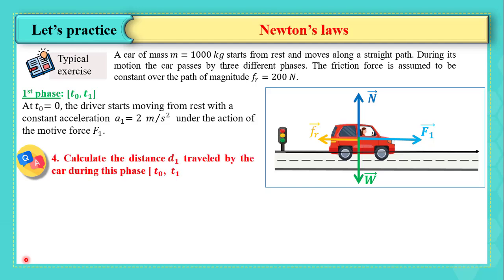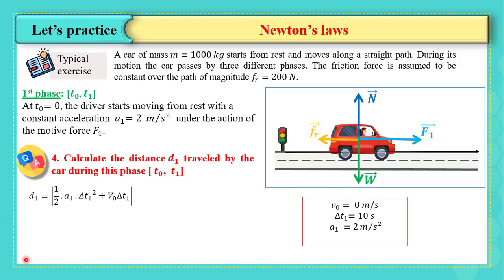In the fourth and last part in this phase, you are asked to calculate the distance d1 traveled by the car during this phase. Actually, you have two different methods to calculate the value of d1. Starting with the first method, d1 is equal to the absolute value of half a1 delta t1 square plus v0 delta t1, where v0 is equal to 0 meter per second, delta t1 is equal to 10 seconds, and a1 is equal to 2 meter per second square. We replace these values in the equation to obtain 100 meter.